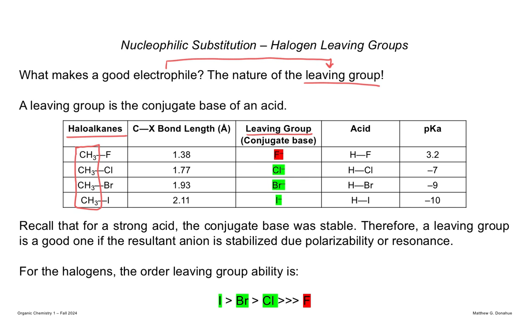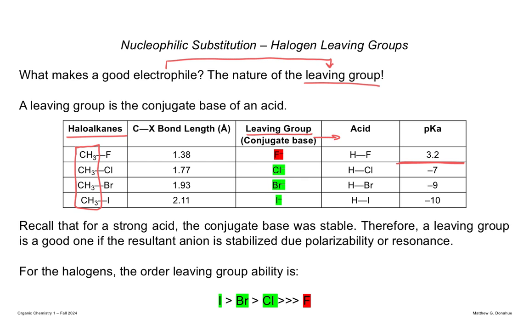And so we then relate that back to looking at the conjugate acid of that. And then from the pKa values, which we just get from the table, really the line is right here. So the ones in green are all good leaving groups. The fluorine in red is a bad leaving group.